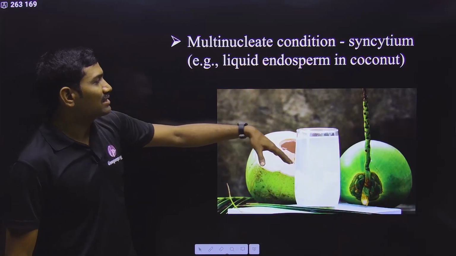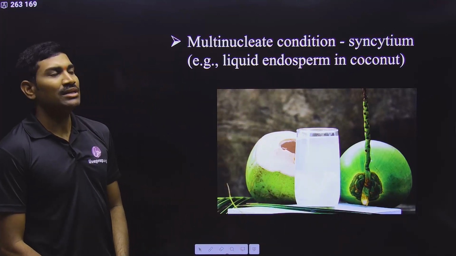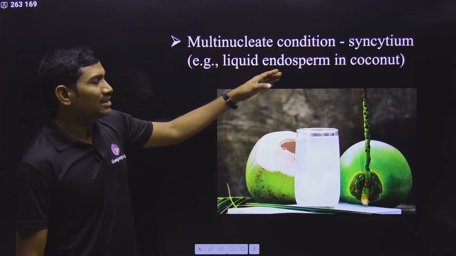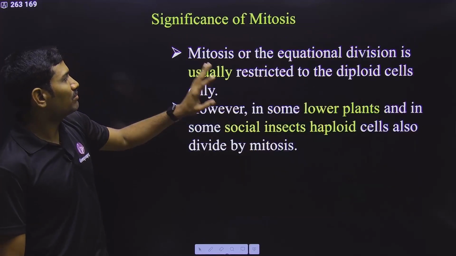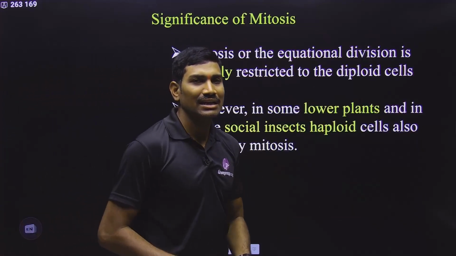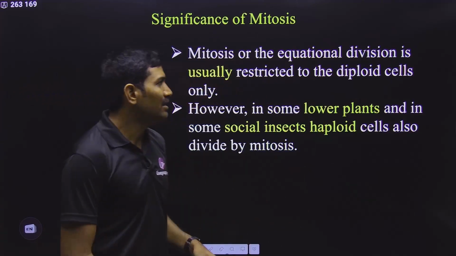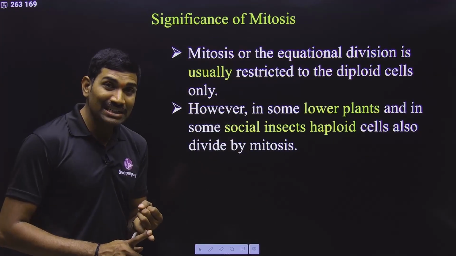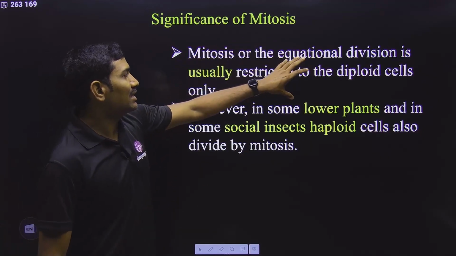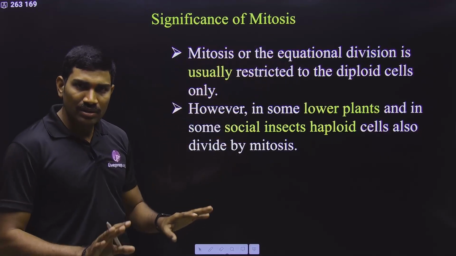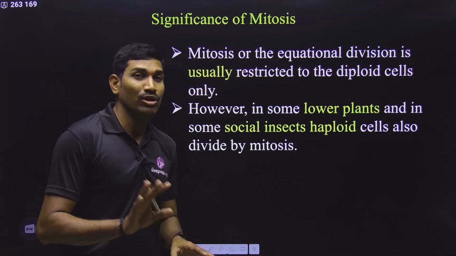And now here in the NCERT they are talking about the syncytium. They have given an example, that is liquid endosperm in the case of coconut. This is the standard example, so try to remember this example. Next one is regarding the significance of mitosis. We already studied it. It occurs to maintain the nucleocytoplasmic ratio. And second, generally it occurs in diploid cells, but it can also occur in haploid cells.